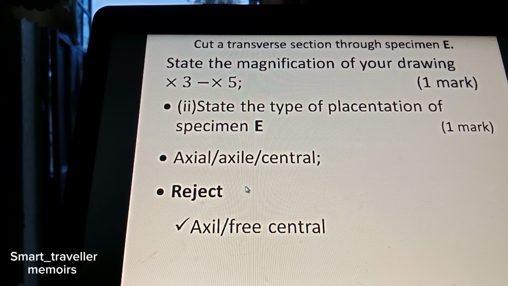Cut a transverse section through specimen E. State the magnification of your drawing. The magnification is between 3 and 5. So you write it as x3 or x4 or x5. State the type of placentation of specimen E. The type of placentation is axile. Accept axile or central, but reject axial or free central. Look at the spellings very carefully, guys.